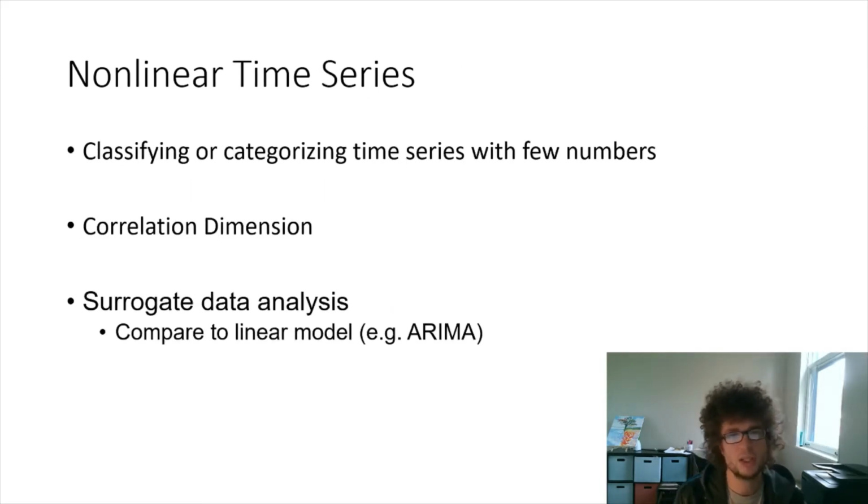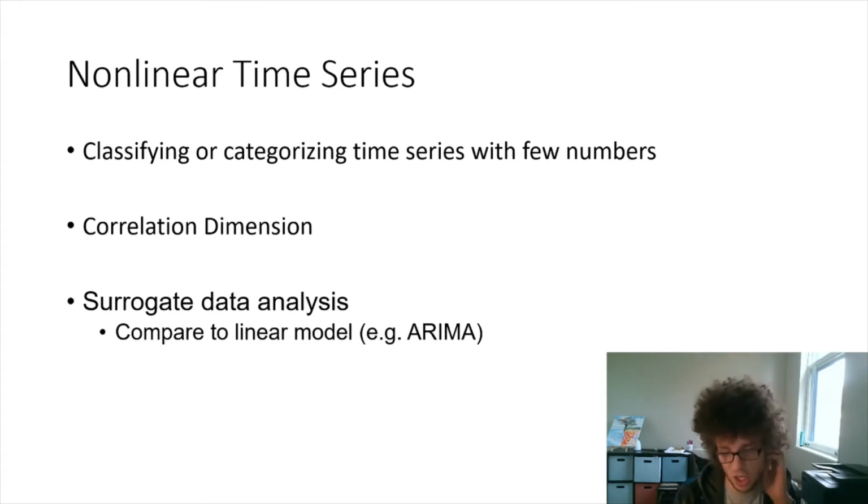So, talking a little bit more about more complex, nonlinear time series methods, the idea is very similar to what we had been looking at previously. We want to classify these categories of time series with a few numbers. They have something called correlation dimension, and something called surrogate data analysis. Surrogate data analysis is similar to bootstrapping: you bootstrap your estimates based on a linear model, and you compare based on the null hypothesis that this linear ARIMA fit was true. If it was not true, you can reject that hypothesis.